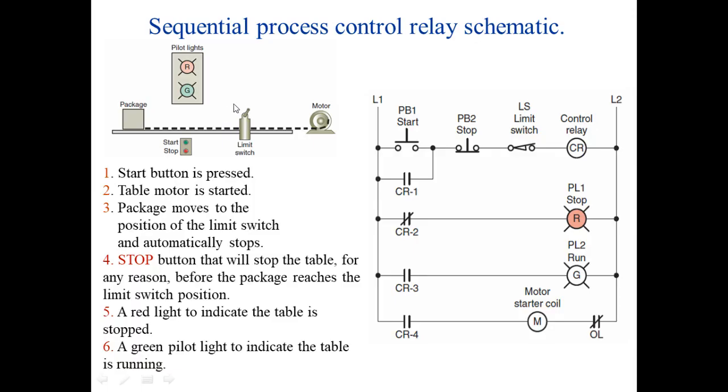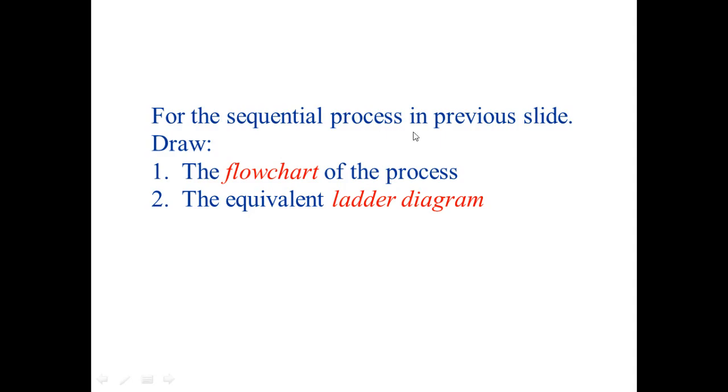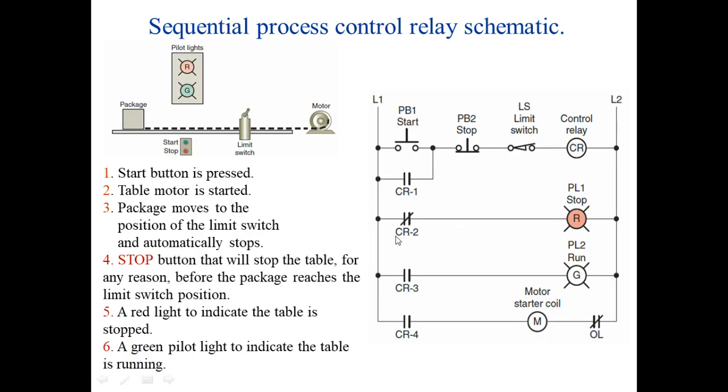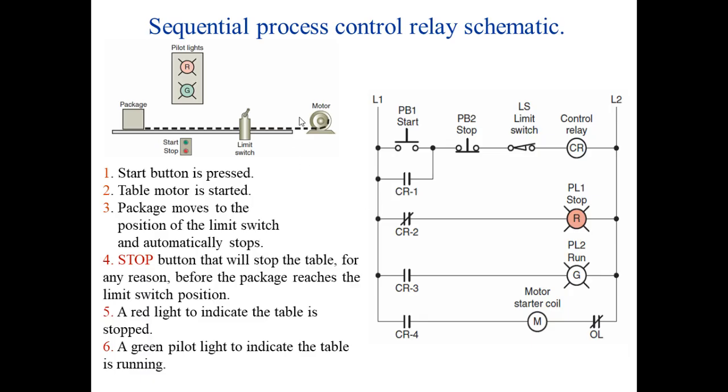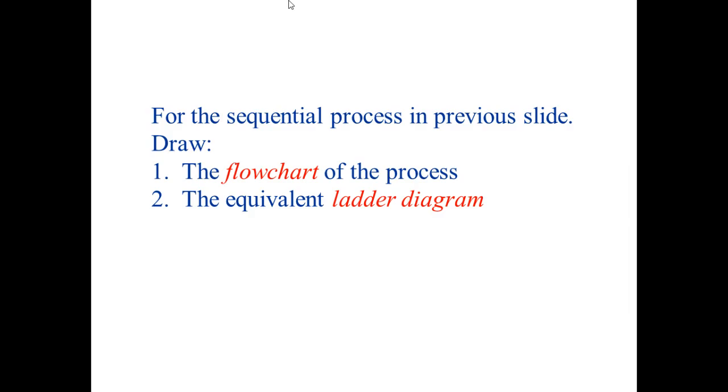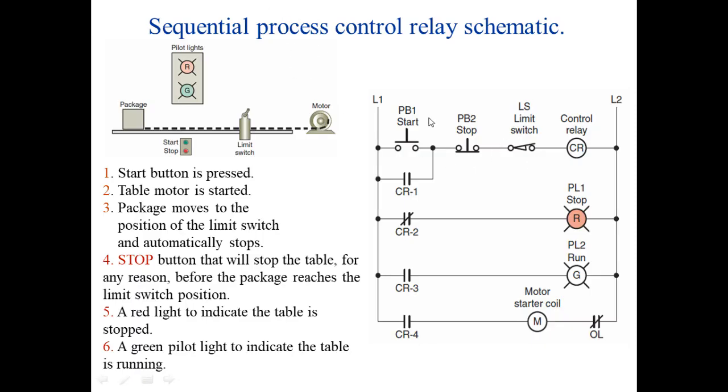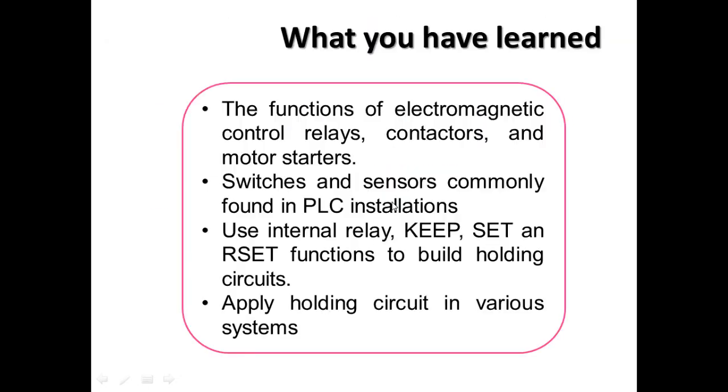So I hope this sequential process is clear. Before you build the ladder diagram, what you should do is first draw a flow chart of the process. Then only you are able to see the process, and from there you draw the equivalent ladder diagram. This is quite simple. I hope you are able to convert this control relay schematic into a ladder diagram.